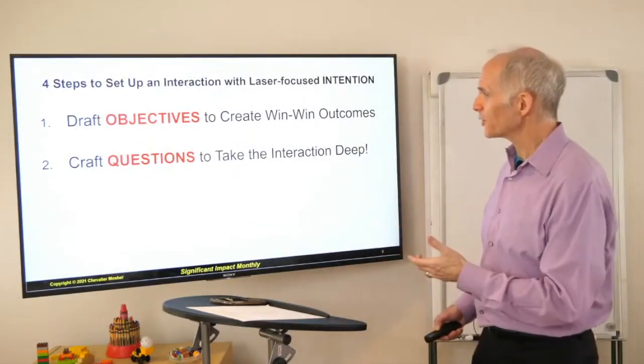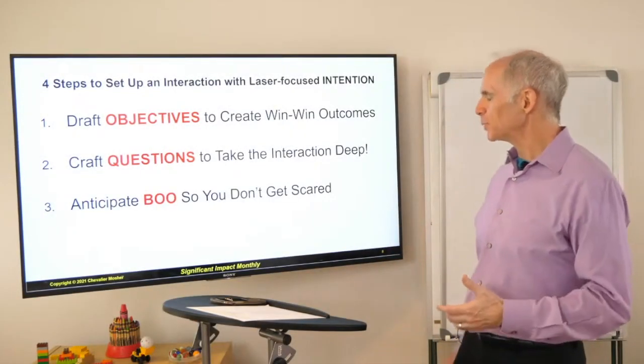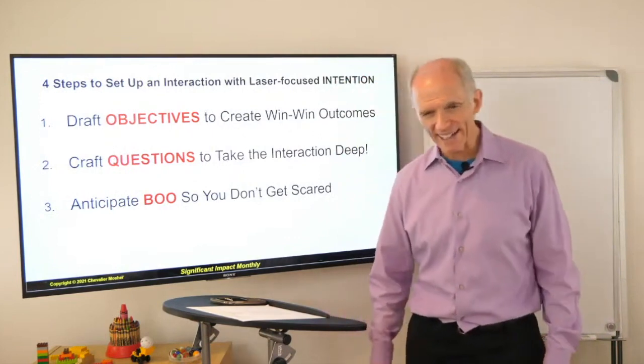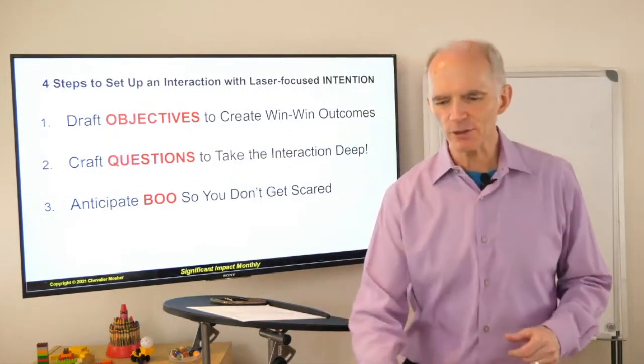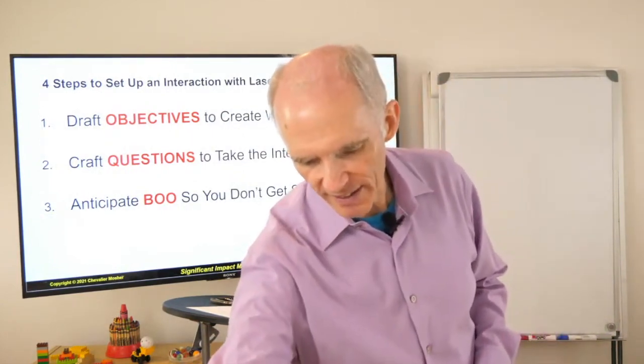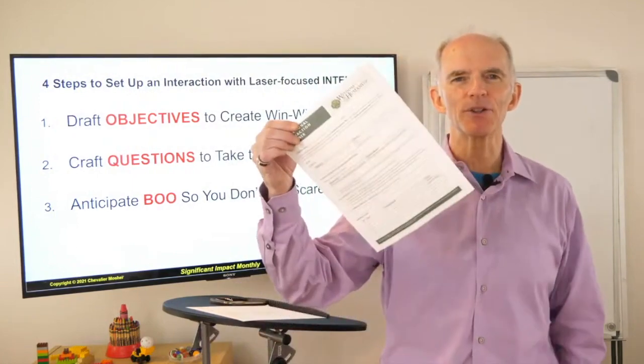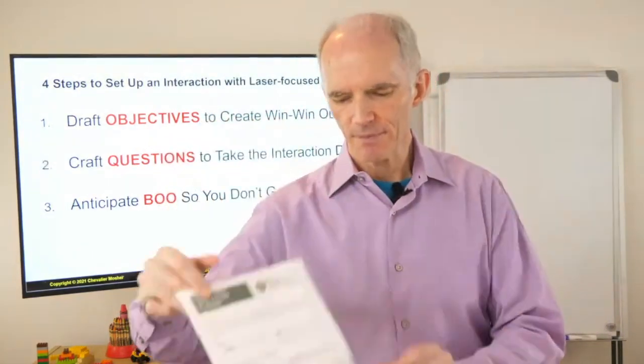Okay, third step. Anticipate boo so you don't get scared. What the heck is boo? So on the intentional interaction plan, we look at barriers, obstacles, and objections.